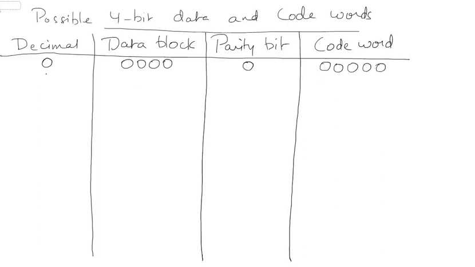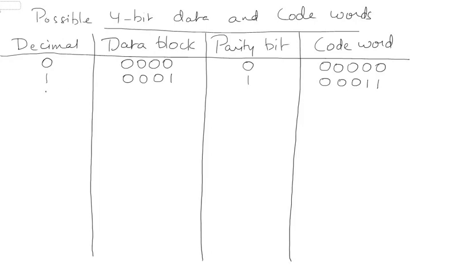Next, if you take the decimal number 1, in binary it is written as 0, 0, 0 and 1. Now if you count the number of ones here, it is an odd number. So the extra parity bit which is to be added is 1. Now we have an even number of ones. And now the code word is 0, 0, 0, 1 and 1. So now it is satisfying even parity.